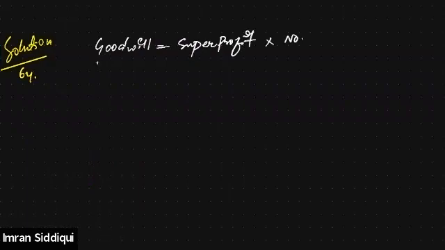Solution to question number 64. First of all, write down the formula for goodwill by the super profit method. Goodwill equals super profit into number of years purchase. Goodwill of the firm is already there in the question. Goodwill is given as 24,000. So let's just put down the value of the goodwill here.